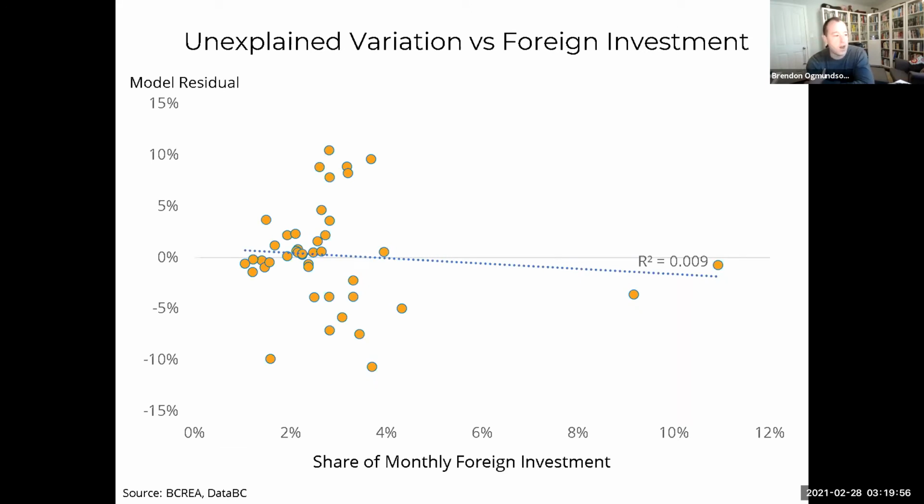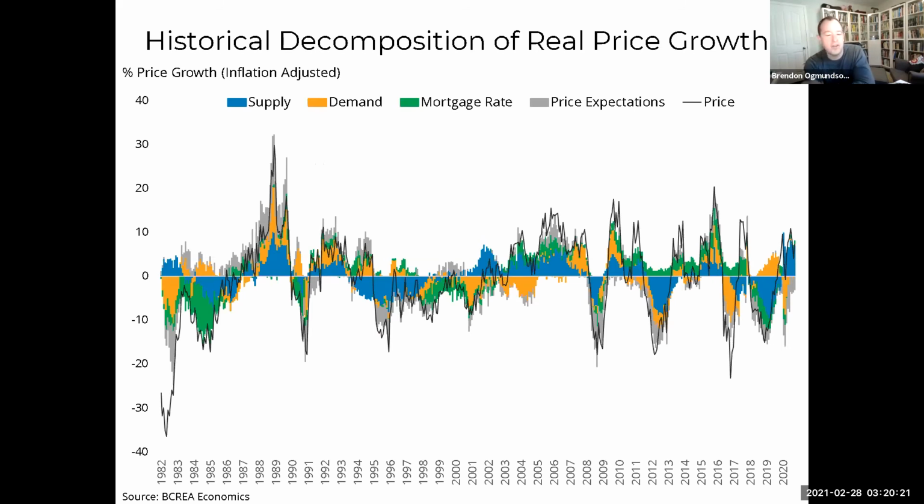We looked at the model residual and compared it against the data that we have for foreign investment, and they're just not correlated. So whatever the unidentified shock in this model is, it has nothing to do with foreign investment. I think foreign investment is being picked up in other parts of the model, probably especially the expectations variable. You always have to clear your throat about foreign investment whenever you talk about Vancouver. That's where the media often jumps as well.